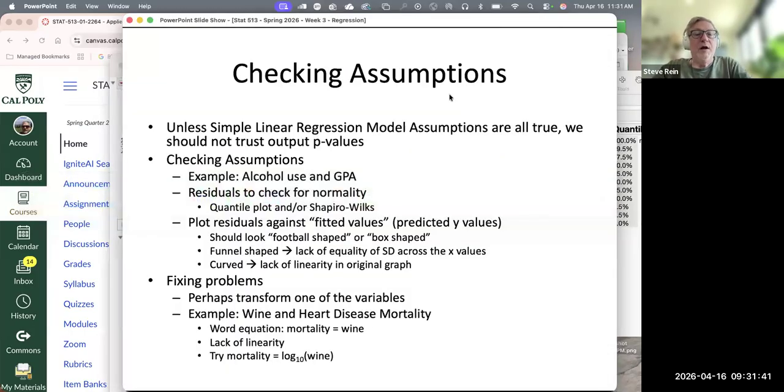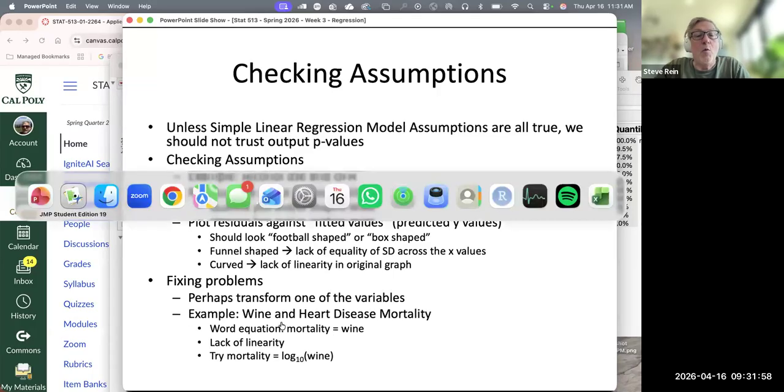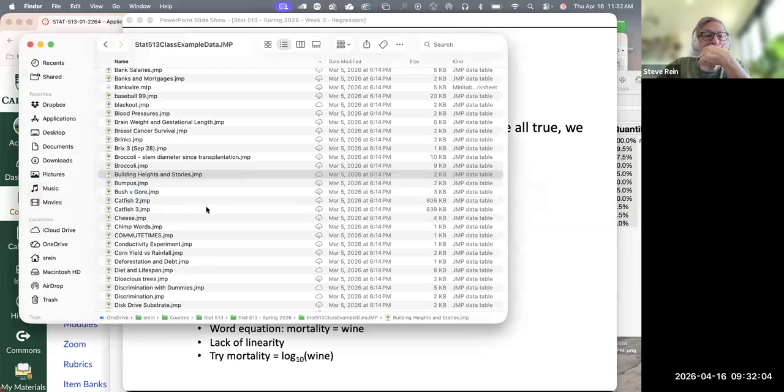So we've talked through checking the residuals. And as we found, sometimes taking a transformation of the y variable or of the x variable will be helpful, creating something that is closer to linearity. Let's show you a different example. Wine and heart disease mortality.